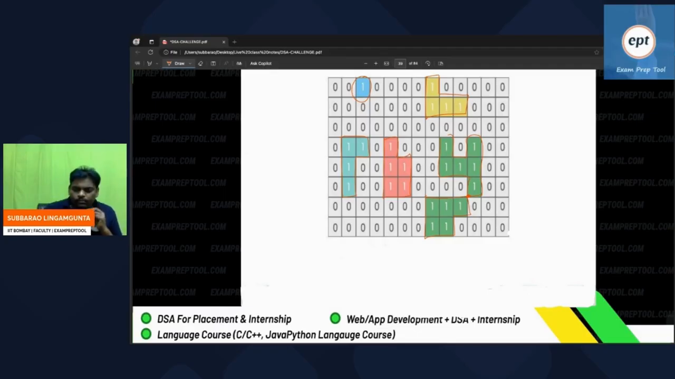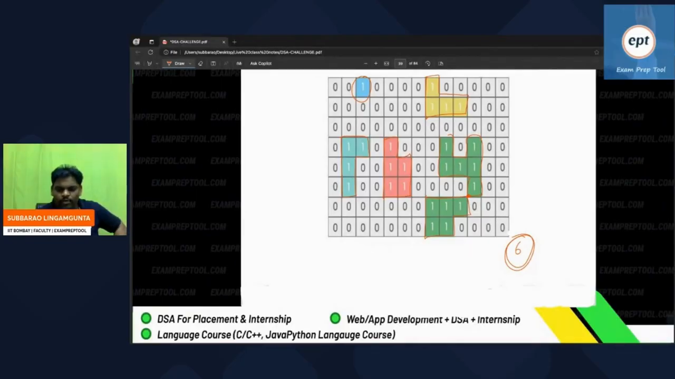You cannot say two diagonals are adjacent. So like this, how many can you count? 1, 2, 3, 4, 5, 6. 6 islands are there. Be careful, 6 islands. I hope everyone is fine now.